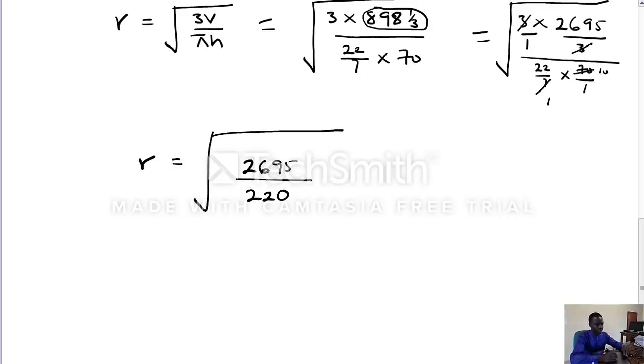That will be 220. You can then simplify the fraction under the square root sign by looking for a factor that can divide both the numerator and denominator. Looking at it, you discover that 5 can go into 2695 and 220.